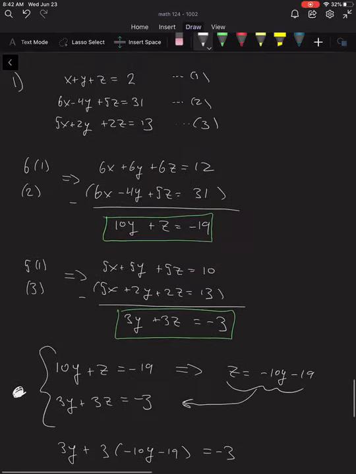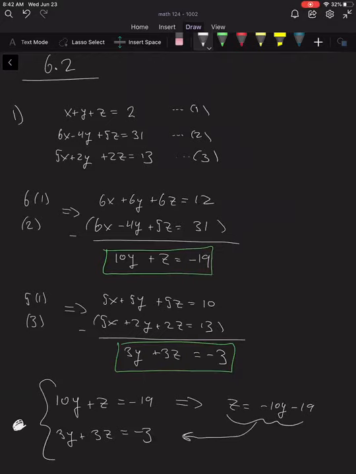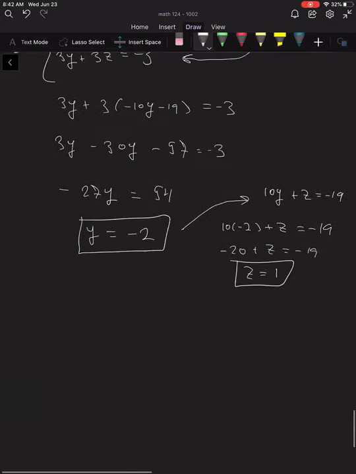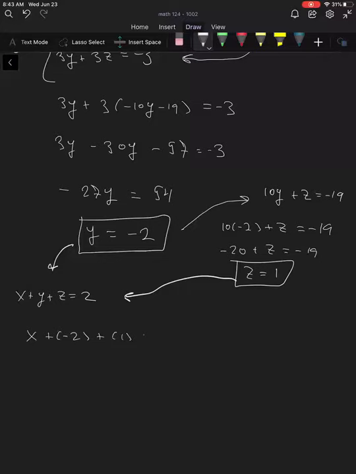But look at this first equation, equation number 1 at the top of the page. x plus y plus z is equal to 2. Now we can plug this y and this z into here. So we get x plus minus 2 plus 1 is equal to 2. So x minus 2 plus 1 is equal to 2. x minus 1 is equal to 2. x is equal to 3. So our answers are x is 3, y is minus 2, and z is 1.